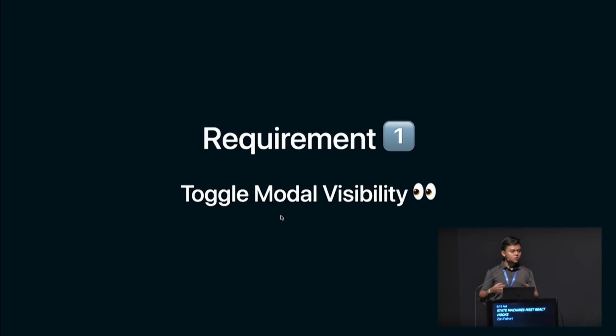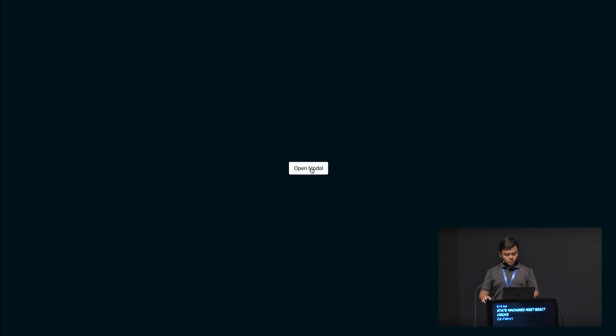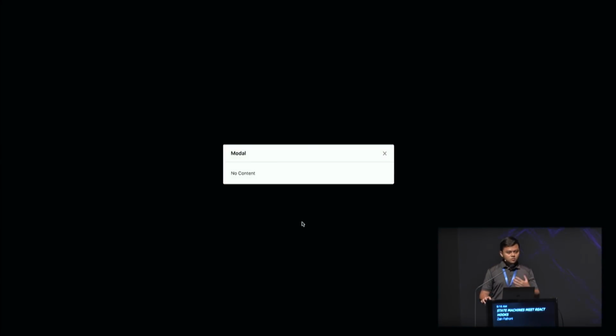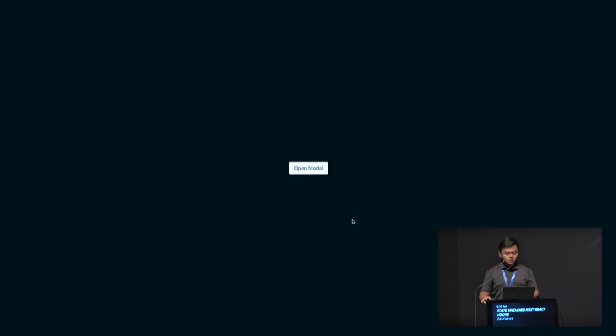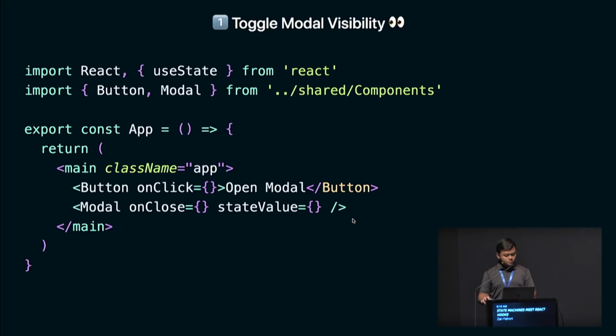So the first feature is simple. It's just toggle the modal visibility, which, let's say I have button, and I click, and the modal shows up, and I close, and it closes. It's as simple as that. This is our bare component, which uses a button and a modal. And I feel nothing here yet.